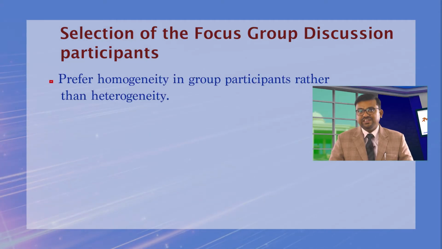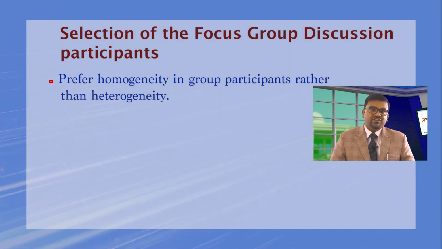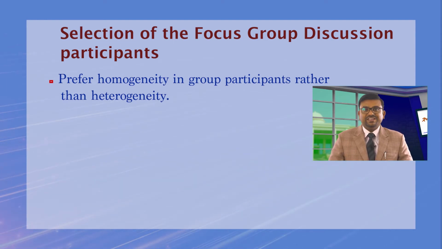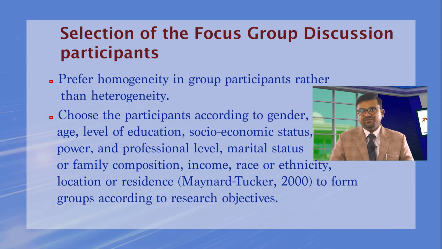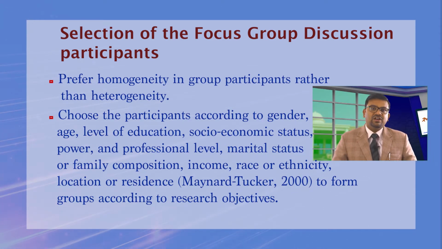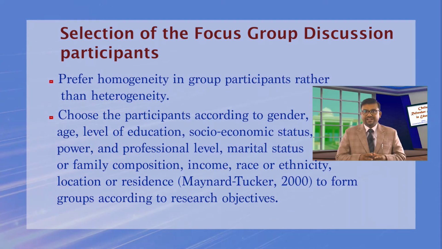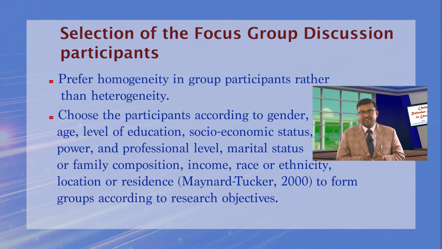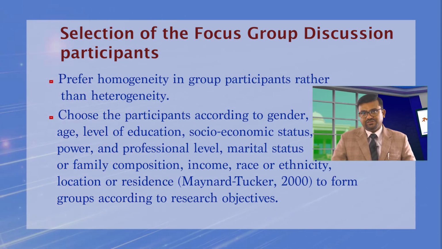In a focus group, we need to prefer homogeneity in group participants rather than heterogeneity in relation to the different traits of the participants, to attain exhaustive and quality data regarding a focused topic. The researcher may choose the participants according to gender, age, level of education, socioeconomic status, power and professional level, marital status or family composition, income, race or ethnicity, and location or residence to form the groups according to the research.